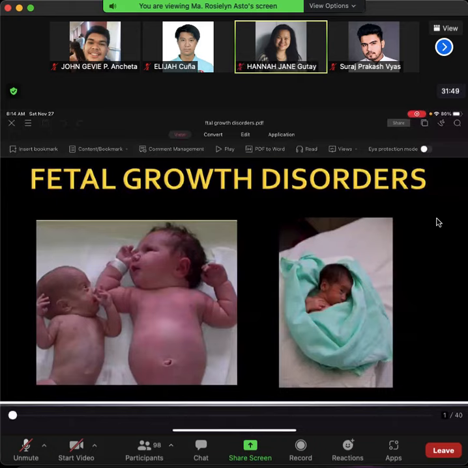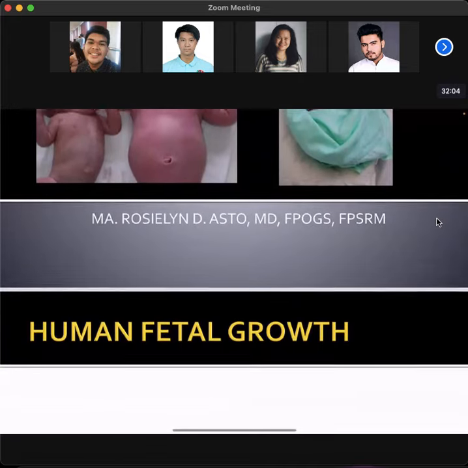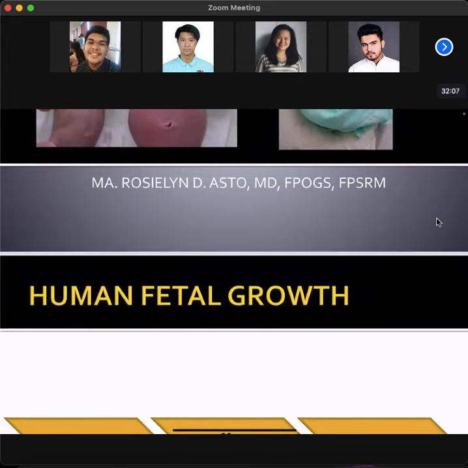Yes po, Doc. Okay, so our topic for today is fetal growth disorders. I was asked to give 20 points from this lecture. Okay, so let's start. Human fetal growth is composed of three phases: growth, differentiation, and maturation. So there is a sequential pattern of tissue and organ growth, differentiation, and maturation.